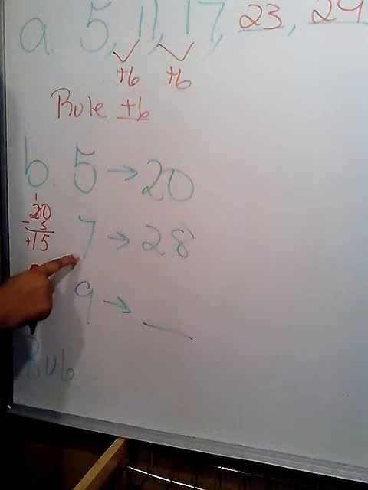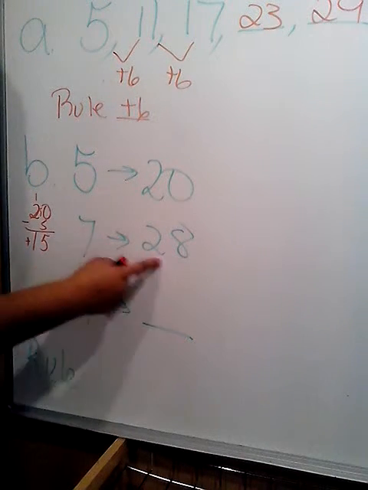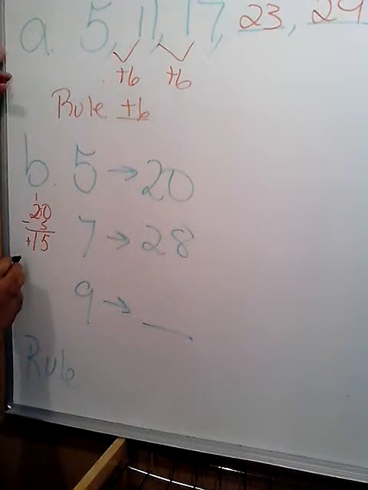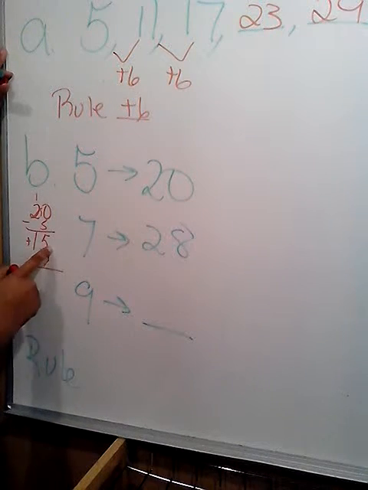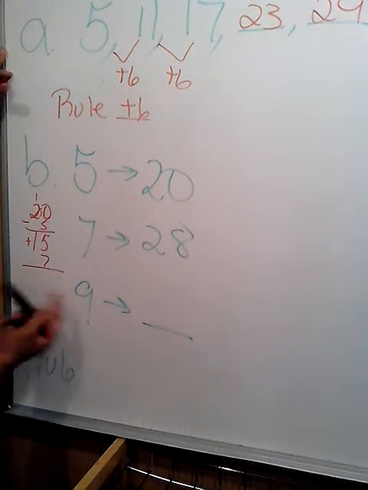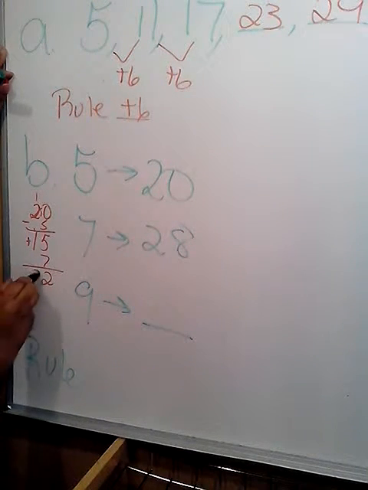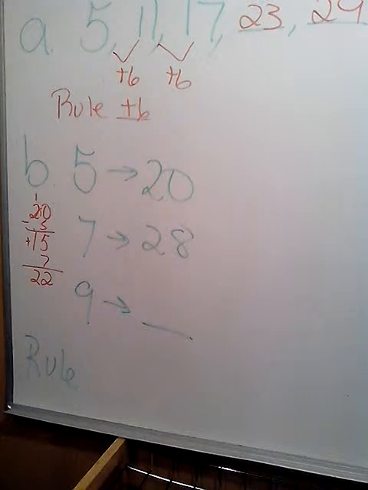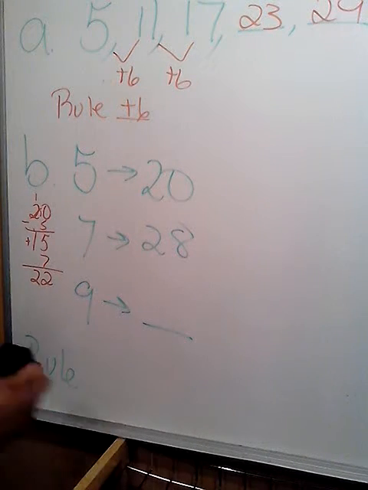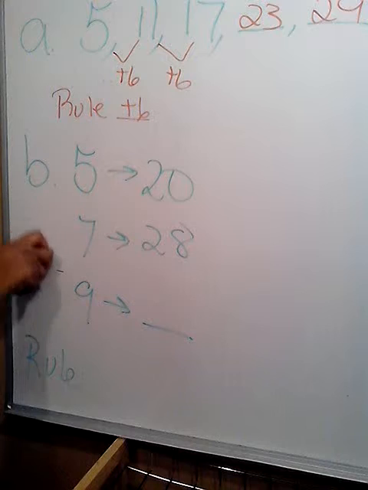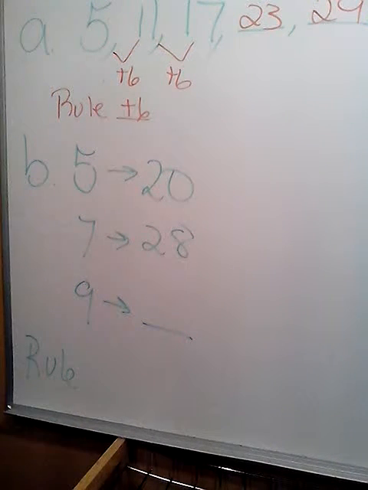So if I add 15 to 7, will I get 28? Well, let's see. 5 plus 7 is 12. Put down the 2, regroup the 1. 1 and 1 is 2. I get 22. This is not the rule. So plus 15 is not the rule because it does not work for both of these. I tried addition. So let me try multiplication because my number is growing.